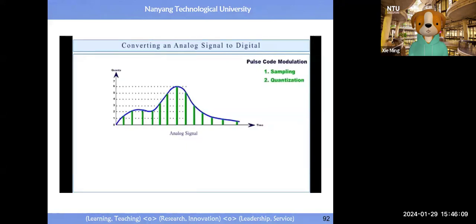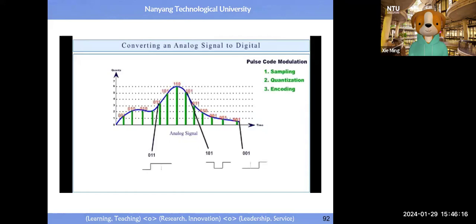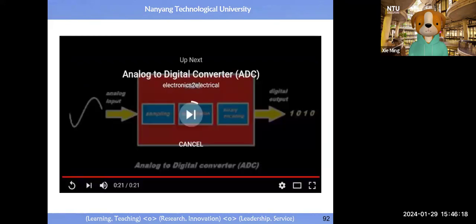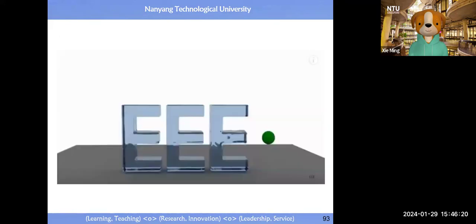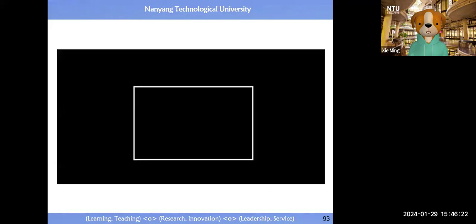Then for each number, through quantization, convert it into a digital number. Please get the allocation number. Once you get the number, you can do encoding, and you can send it to be stored inside your computer.